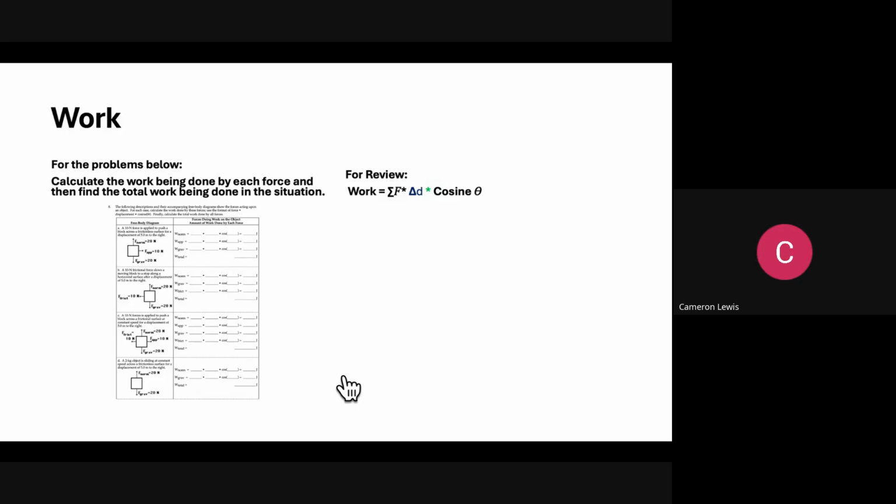Added or removed when we're talking about positive, negative, because work is technically a scalar. Not so much about direction. Work is a scalar. So when we talk about positive, negative, we mean adding or removing. Now, for those other forces, you got 0. Why did you get 0?